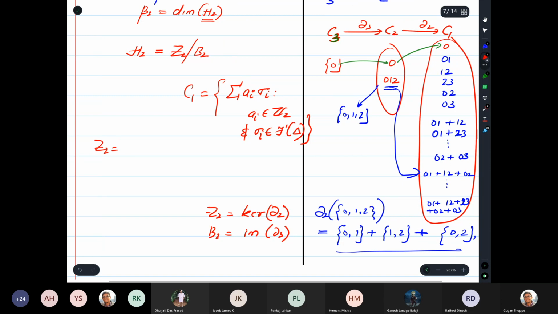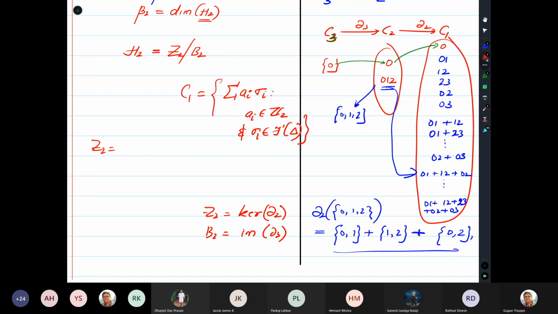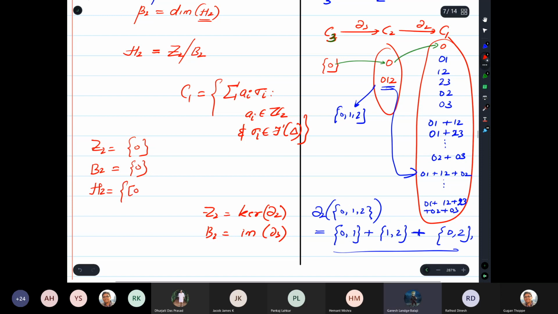What is Z2? It will be the kernel of del 2. And what is it from this figure? Can you tell me what it is? Yeah, it's 0. Very good. What is B2? It will be the image of del 3 and it would be 0. Okay, so from this, can you tell me what H2 is? It is Z2 quotient B2, which will again be 0. But it's the equivalence class of 0, yeah. Right? And so one can again see, from this, what should be beta 2? It's 0. Very good.